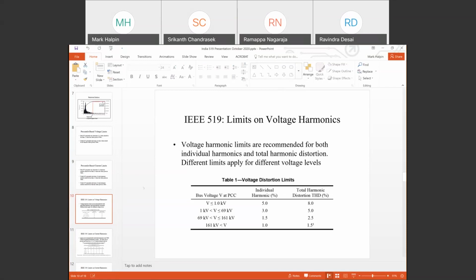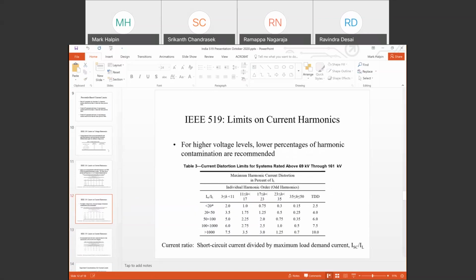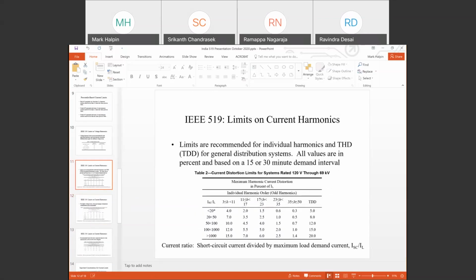These are the voltage numbers, quite standard. We only have one table of voltage harmonic numbers. Of course, you can see that they apply over different voltage classes. There are 3 current limit tables. In general, all of these current limits are given in terms of percentage of maximum demand current. The 3 different tables apply at different interconnection voltages.